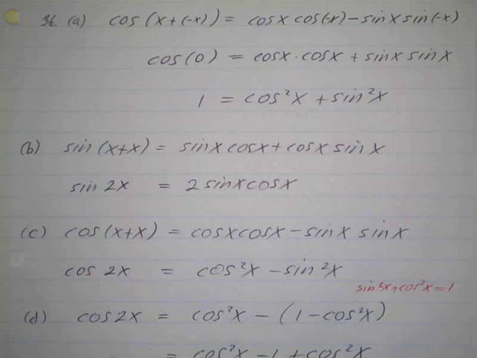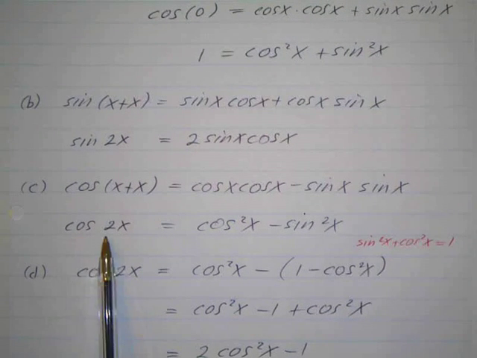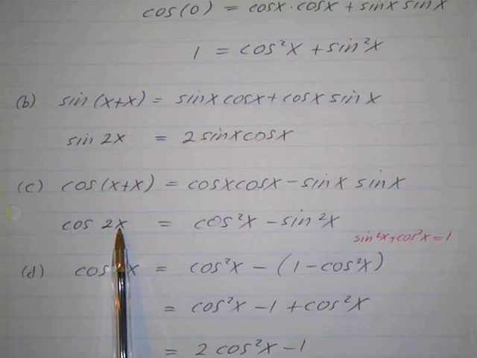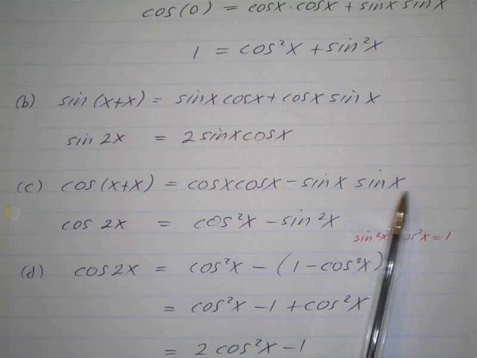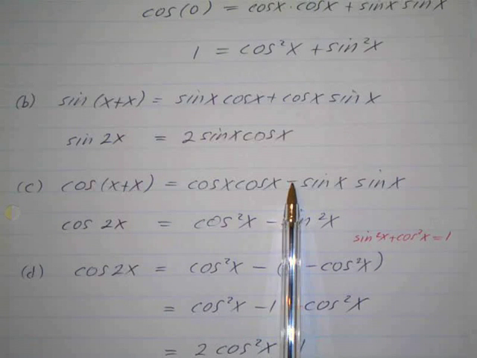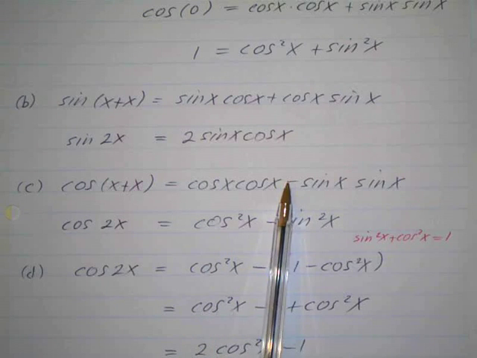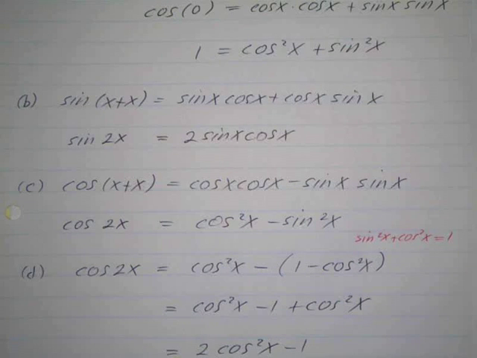Letter C, the same idea. These are the two angle formulas for the cosine. And again, we just say the cosine of x plus x is the cosine of 2x. And we put this in our cosine sum formula, cosine, cosine, sine, sine, different sign. So this would be the cosine of x minus the sine of x, and that's just the cosine squared of x minus the sine squared of x.